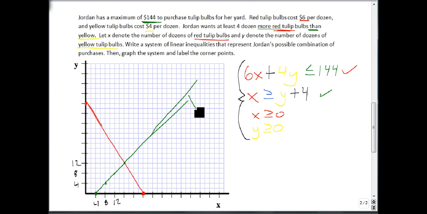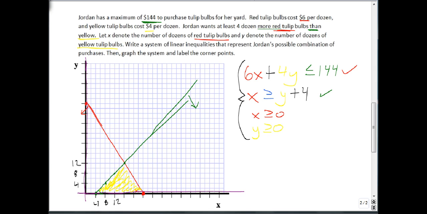And this one is shading this way. Our red one is shading this way. And our other 2 are already taken into account by the fact that we have to be to the right of this and we have to be above this. So the only area that works is this region right here between, this little triangle right here. Because it's smaller than this line, smaller than this line, bigger than this line, bigger than this line.